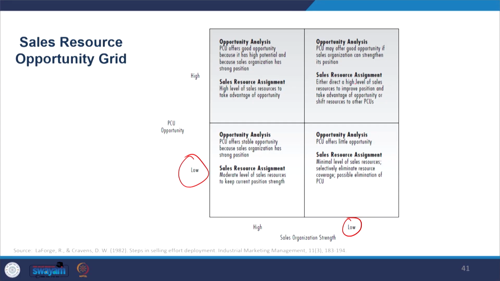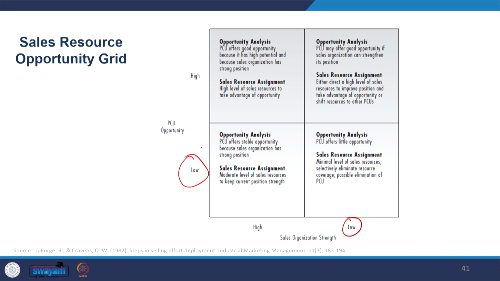So, here it is saying either direct a high level of sales resources to improve position and take advantage of the opportunity, or shift resources to the other PCUs. So, either you shift the resources or you hire new people.